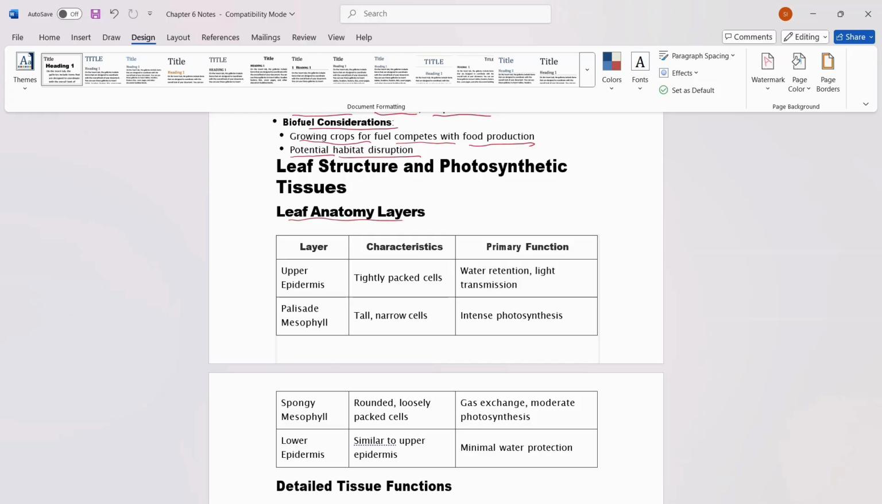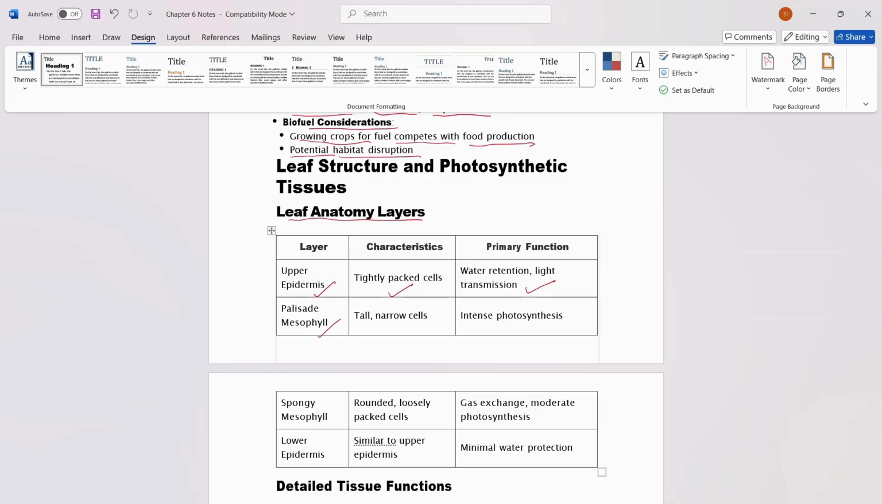Let's see leaf anatomy layers. First layer is the upper epidermis. The characteristic is that they are tightly packed cells. Their primary function is water retention and light transmission.